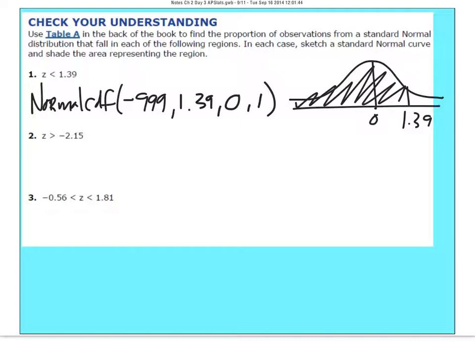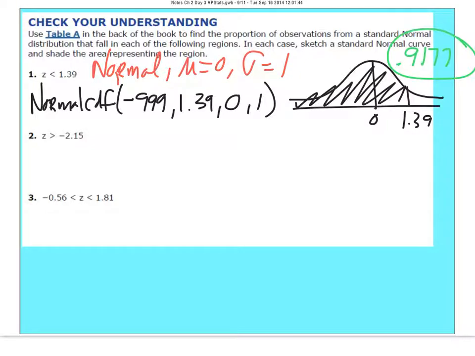Now remember, for calculator speak, I need to list somewhere on there that it's a normal distribution, so I'm going to list normal. I'm going to say the mean is 0 and the standard deviation, sigma, is 1. That'll cover me for calculator speak. And when I type that in my calculator, I'm going to get the answer of about 91.77%, which my gut tells me is reasonable. Okay, the next one.